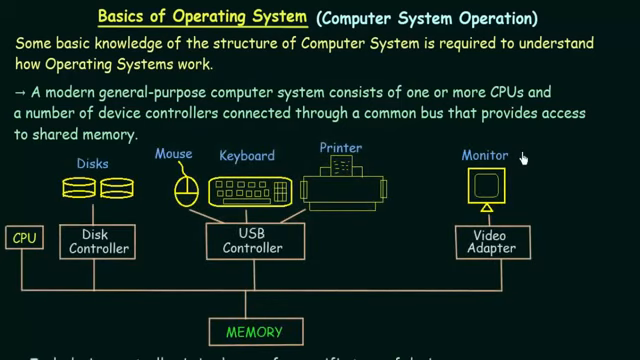So here I have a diagram which we can use to explain this sentence that is written here. So let us break this sentence into parts and see what each line means. A modern general purpose computer system consists of one or more CPUs. Now what do we mean by this? A modern general purpose computer consists of one or more central processing units.